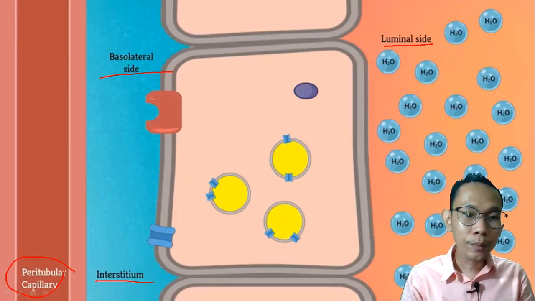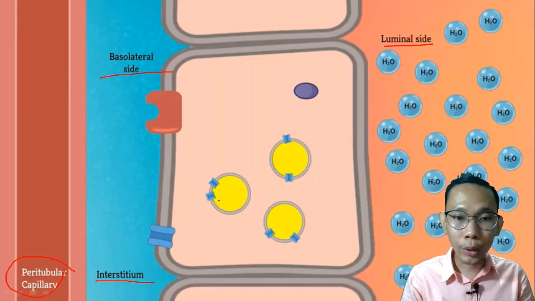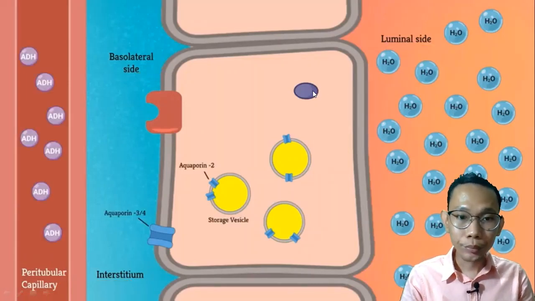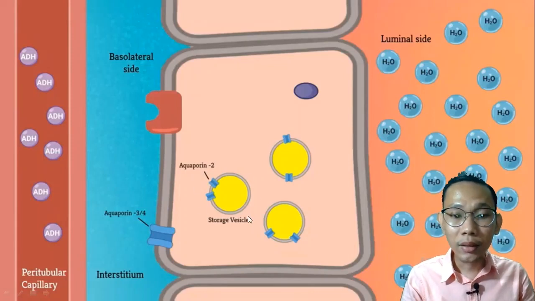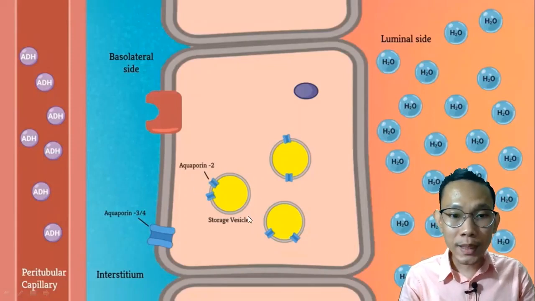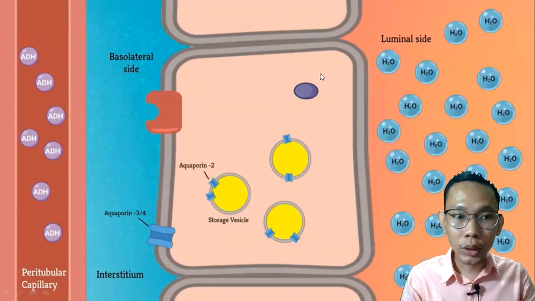This is your V2 receptor. This is your aquaporin. This is your storage vesicle that contains your aquaporin. And this is your protein kinase A. Again, this is your V2 receptor, aquaporins. These are your aquaporins that are still not attached to your cell membrane. This is your protein kinase A.